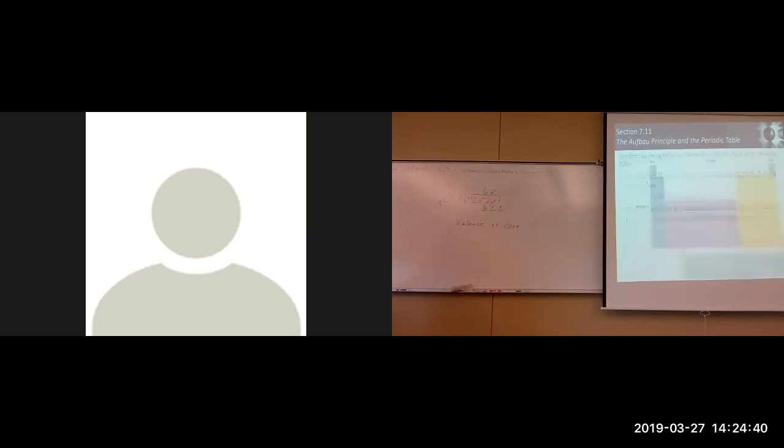Okay. So, here's what I showed you earlier. The shells that are being filled can be identified in the table. These are all s filling. These are all p filling. So the representative elements are s's and p's. And the transition metals are d's. The lanthanides and the actinides are f orbitals. And there's how they fill. That's in your useful information.